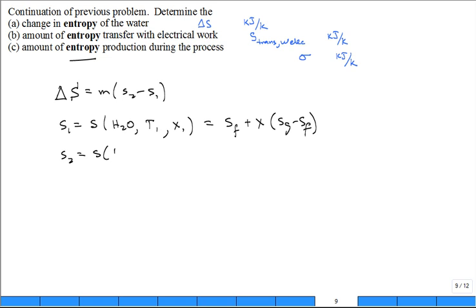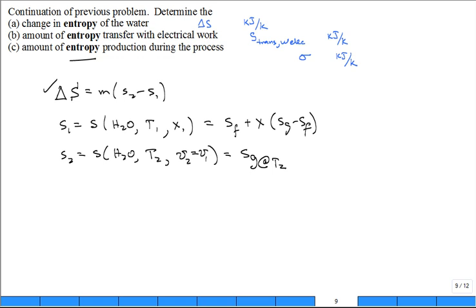How about S2? S of the steam at temperature 2 and V2, where V2 is equal to V1. And guess what we're going to find? That's equal to S of G at the T2 because it's saturated vapor at state 2. S of G at state 2. So those let me calculate delta S, okay?